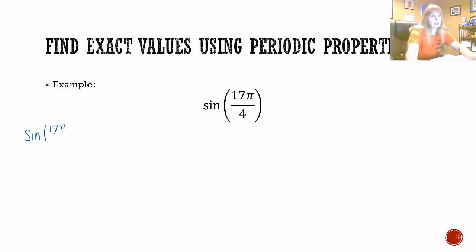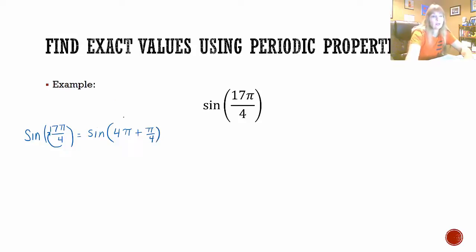But what I'm going to do is try to figure out the sine of 17 pi over 4. How many times have I gone around a period? A period's 2 pi. Well, what I do is I look at my denominator, and I say that 4 will go into 17 4 times, right? Because 4 times 4 is 16. So I would have 4 pi, and then what's left over?